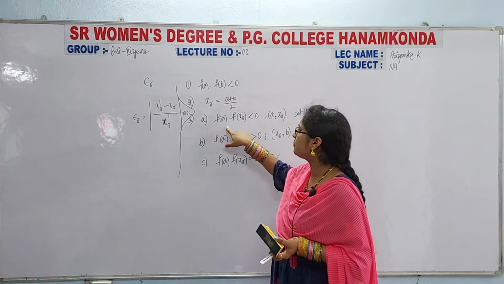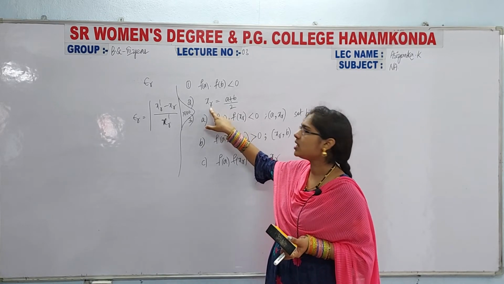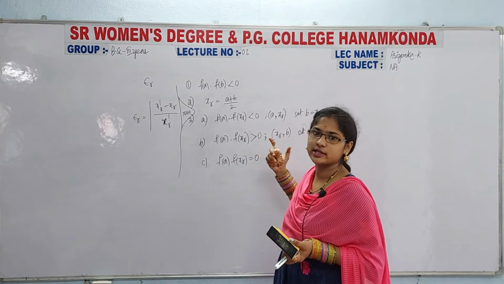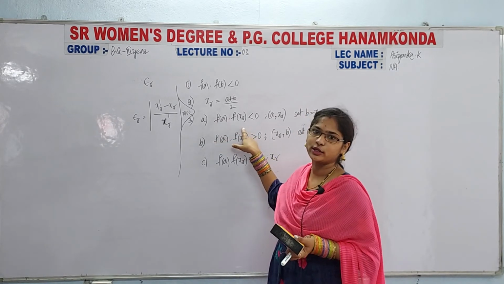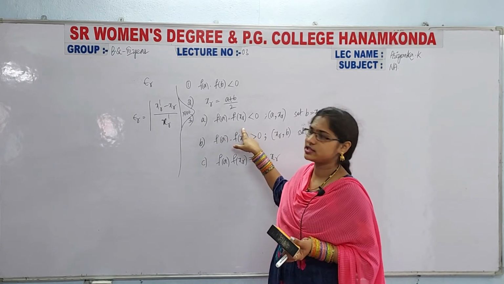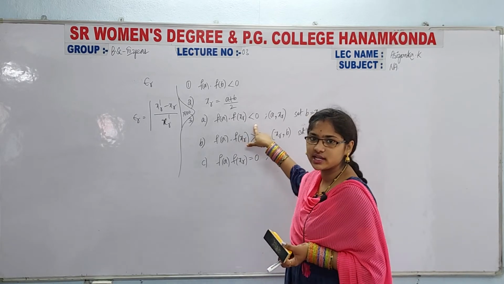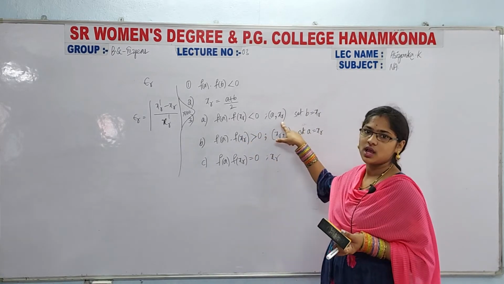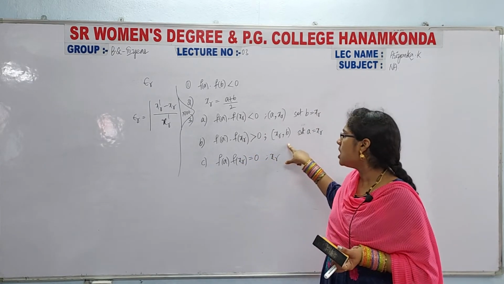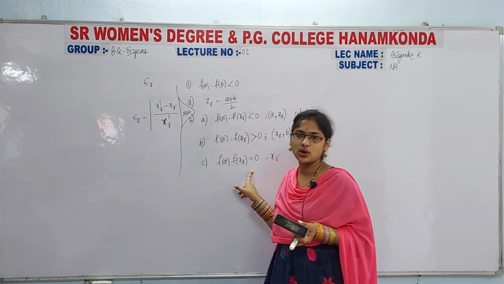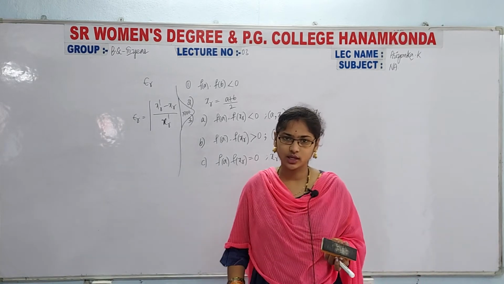Next, we will get x naught, and by substituting x naught we have to find f of x naught. Next we have to take the product of f of a and f of x naught. If it is less than 0, then we go with this one, and if it is greater than 0, then we choose this one. If it is equal to 0, then that is nothing but the required root.